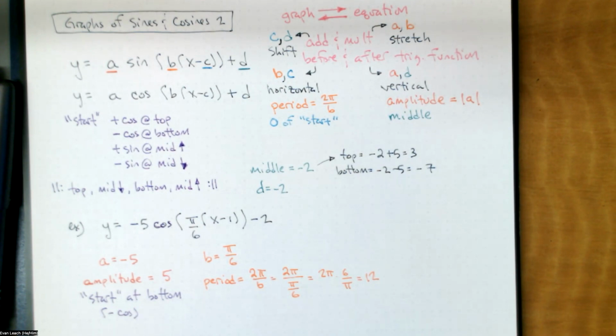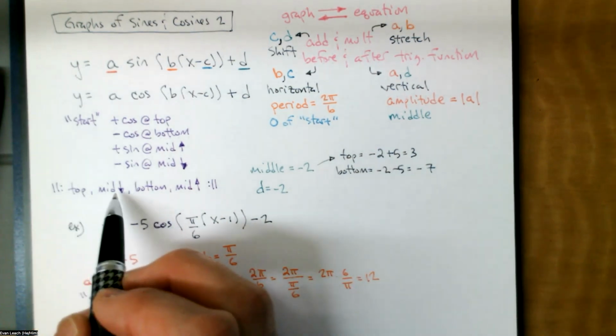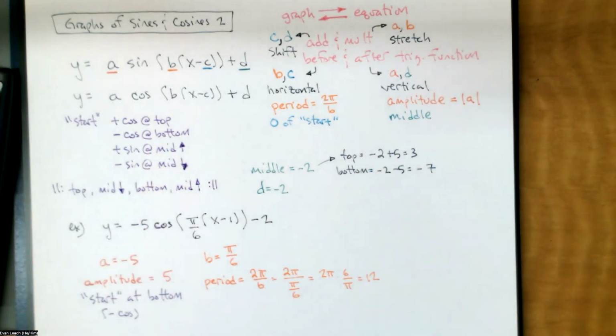Question? Period is the distance between the top point and the next top point, or the bottom point and the next bottom point. It's the length of one cycle. It's the distance from the top to the top, the mid going down to the mid going down, the bottom to the bottom, or the mid going up to the mid going up, between any two corresponding points. The length of one cycle.